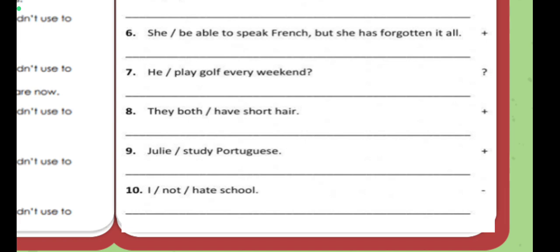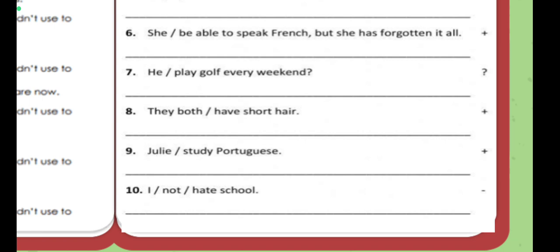Dick used to play golf every weekend, and they both used to have short hair. Awesome job, Richard. It was amazing. Now let's pass to Andrea. Are you there?